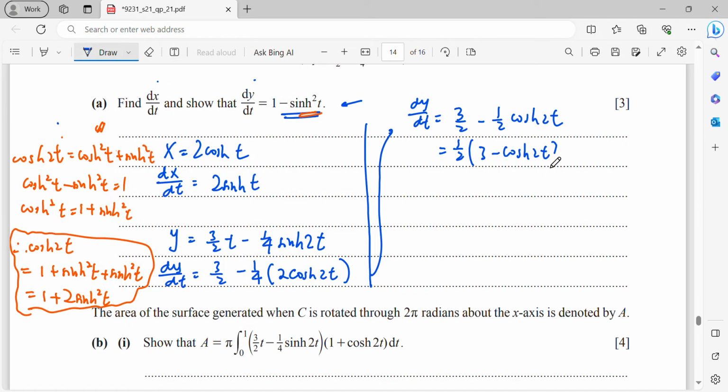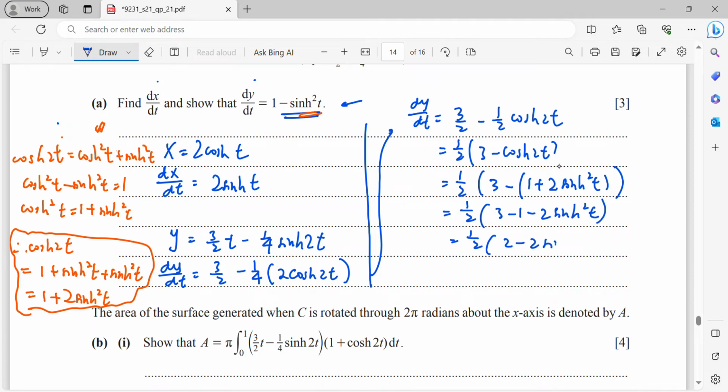So now, I will get half of 3 minus, it will be 1 minus 2 sine squared t. So here half, open the bracket, 3 minus 1 plus 2 sine squared t. So I will get half of 3 minus 1 is 2. Factorize the 2, it will be 1 plus sine squared t. That is our dy over dt.